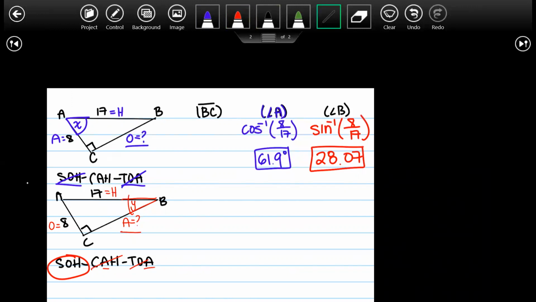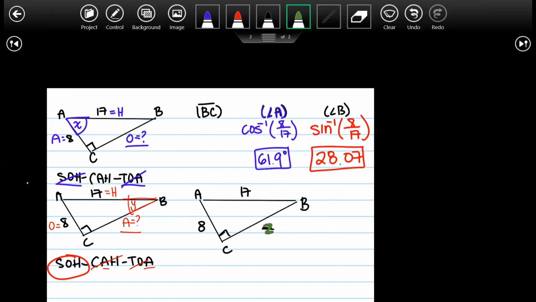If I'm given two side lengths, I'm going to draw this out one more time. This is 17. This is 8. Okay. A, C, and B. You can use any of the trig ratios to solve this out. Doesn't matter which one you use. The other thing that you can do is use the Pythagorean Theorem. Let's call this side Z, for solving for Z.